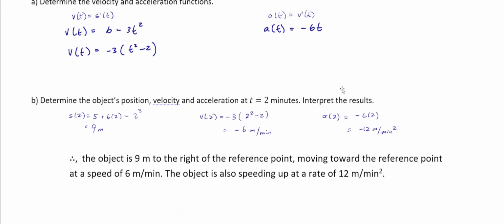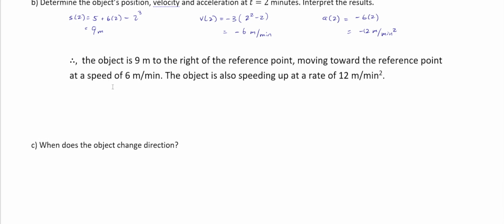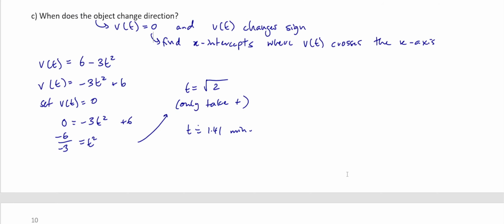So if we take a look right here, this is my velocity function. I'm going to set this one equal to 0 and find the values of t. All right, so you can go ahead and try that out on your own.